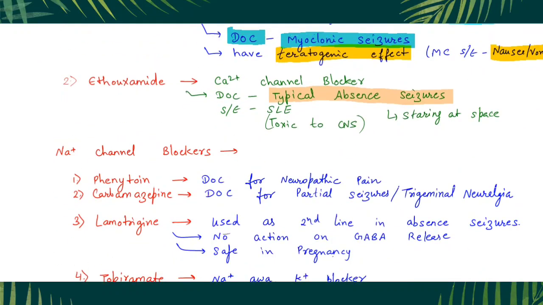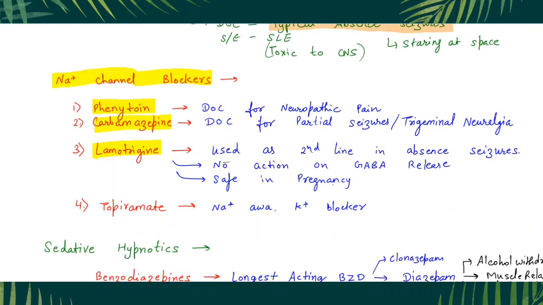Next are the sodium channel blockers. Which drugs are the sodium channel blockers? Phenytoin, carbamazepine, lamotrigine, topiramate. So these all are sodium channel blockers. Remember only one line for phenytoin: it is the drug of choice for neuropathic pain.